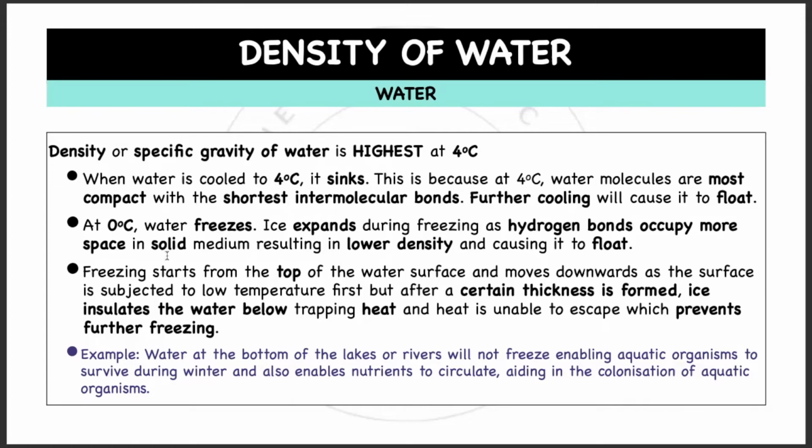Freezing starts from the top of the water surface and moves downwards as the surface is subjected to low temperature first. I mean, yeah, it's on top, right? So it is being subjected to low temperature first, so that's why the freezing starts on top. But the thing is that after it has reached a certain thickness, so now imagine that there's a lake, and the top layer of the lake is undergoing freezing, and it's really thin, like thin ice, you can't walk on it, it's dangerous. Now freezing starts at that part, and it will continue to go further below.